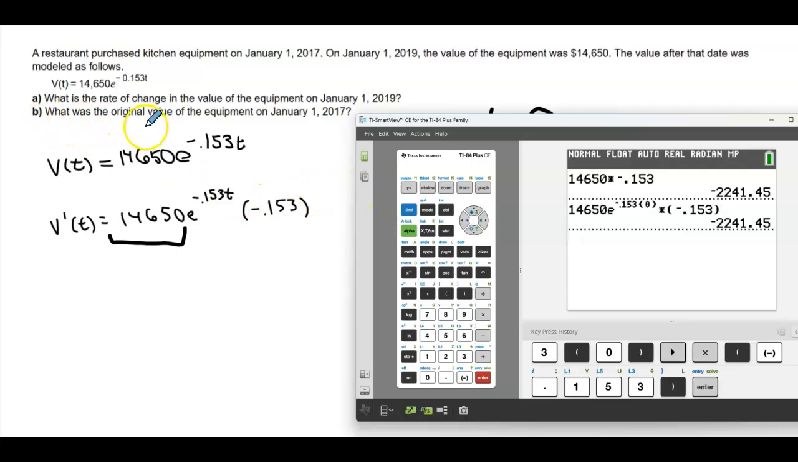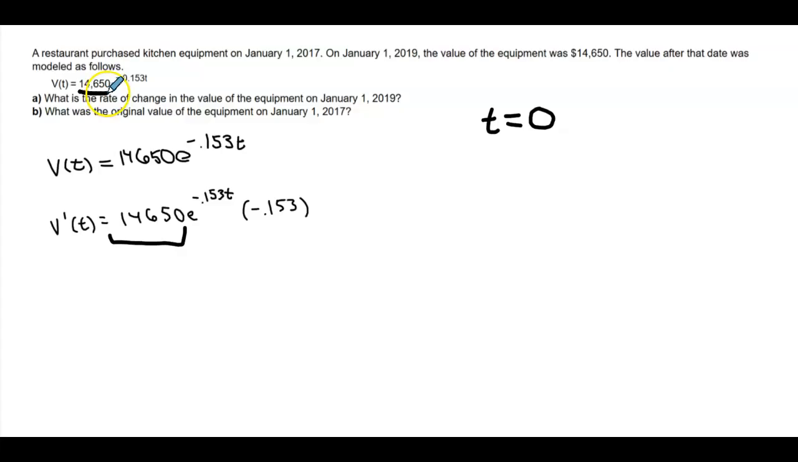Part B wants to know what's the original value of the equipment. This question is a little confusing because we think of the coefficient of the function here to be the initial value. In this case, it's the initial value as t is defined. It looks like t is being defined as the years after 2019. So while it's not necessarily the initial value as far as the purchase price of the equipment, it's the initial value when the value of the equipment began to be modeled.